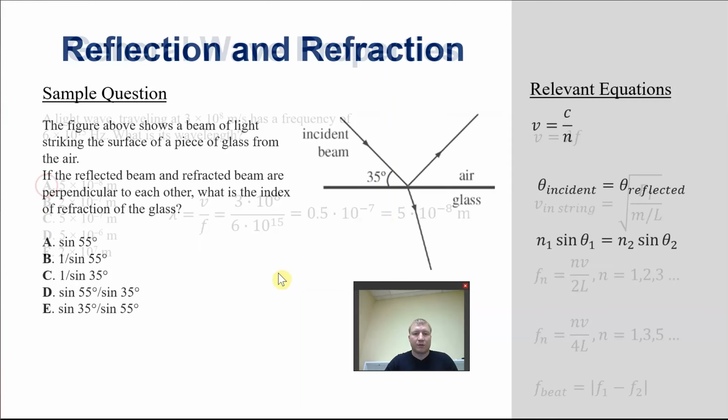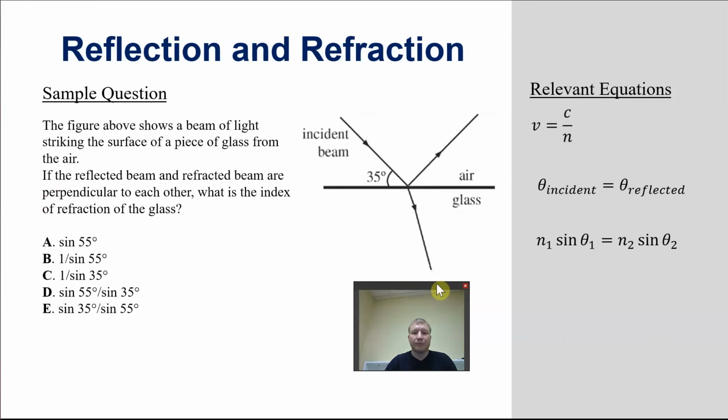So let's look at another example here, reflection and refraction. First of all, you should know the definition of the index of refraction. It's how many times slower light travels in a given medium. So this is the law of reflection here, and this is the law of refraction, also known as Snell's law.